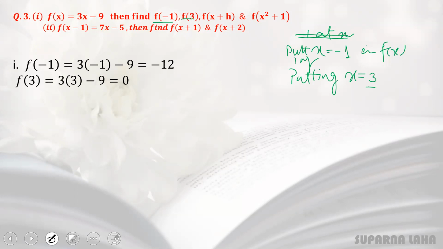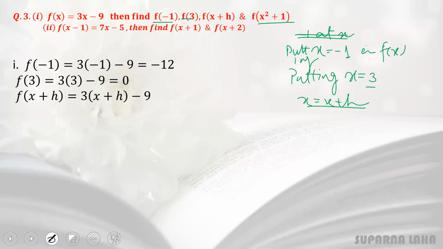Next, f of x plus h. So in the place of x, put x plus h. So if we put it, 3 into x plus h minus 9. Now f of x squared plus 1. So put x squared plus 1 in the place of x. So 3 of x squared plus 1 minus 9, that is 3x squared minus 6.